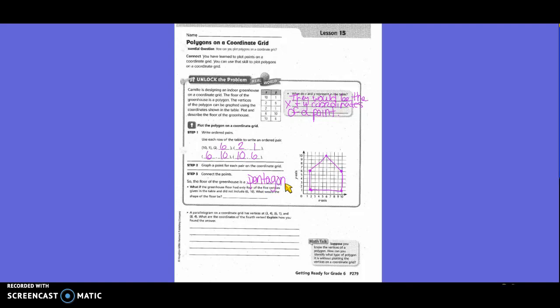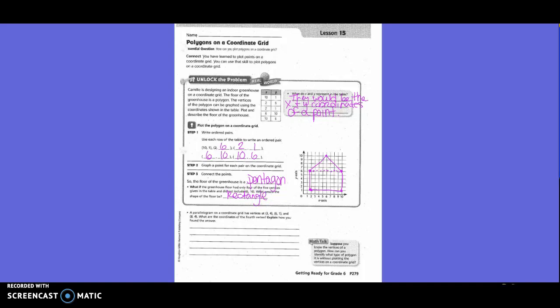What if the greenhouse floor had only 4 of the 5 vertices given in the table and did not include 6, 10? What would the shape of the floor be? So if we would not have put 6, 10 in here, we would have just come straight across from here to here, right? So what would that polygon have been? A rectangle. Not a square, because a square has to have all equal sides. That would not be equal sides.